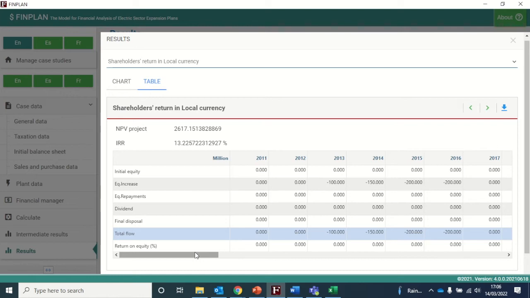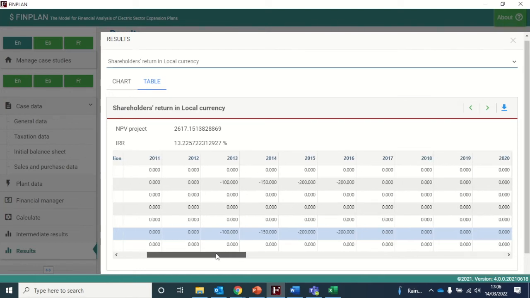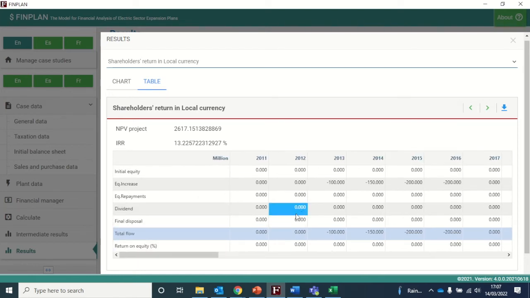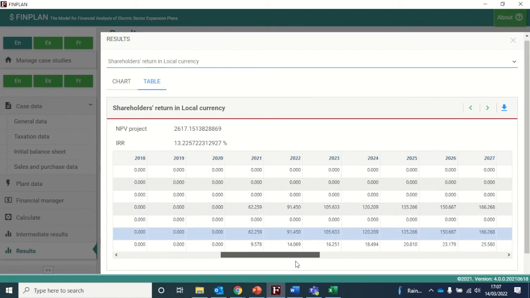The dividends in the year 2021, so dividends is this row here, in 2021 is 62.3 million ringgit, and equity is 650 million ringgit. The return on equity is 62.3 divided by 650, which is 9.58%.